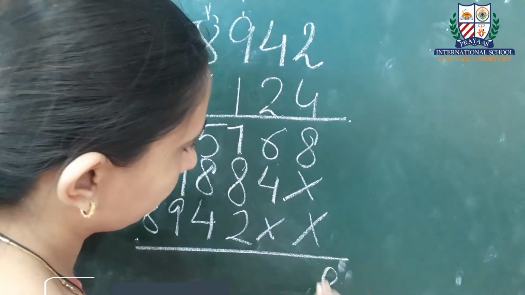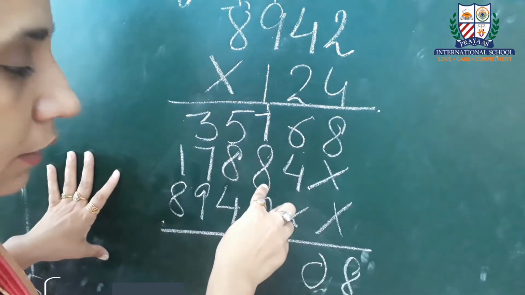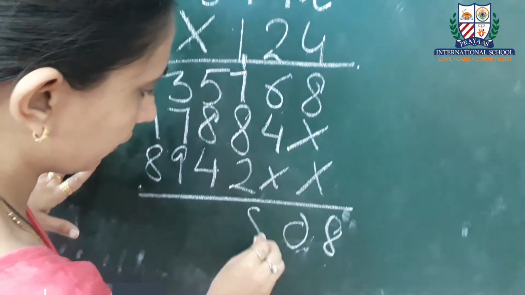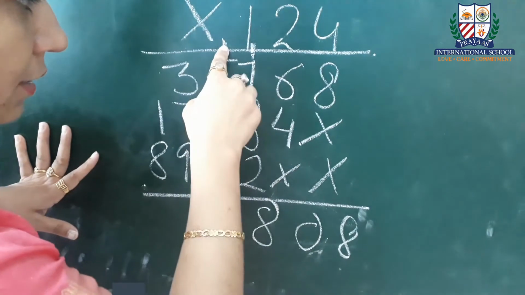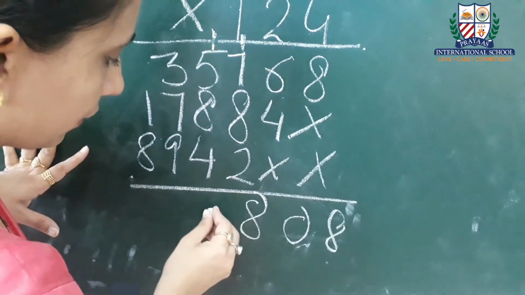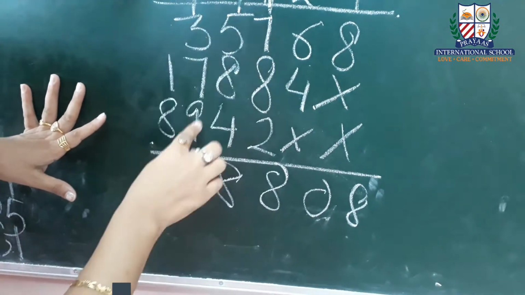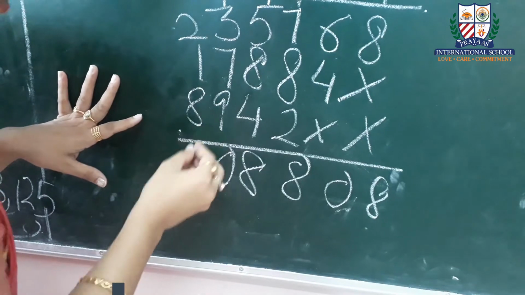Now we will add them. 8 6 plus 4, 10, 8 plus 2, 10, 10 plus 8, 18, 1. 8 plus 4, 12. 12 plus 6, it will be 18. 1. 10. 10 plus 10, it will be 20. 8 plus 2, 10 plus 1, 11.